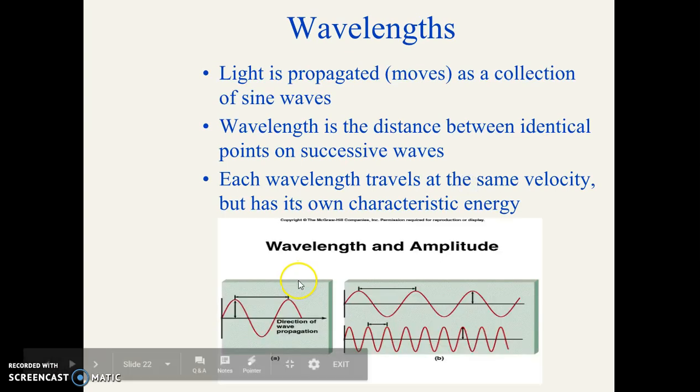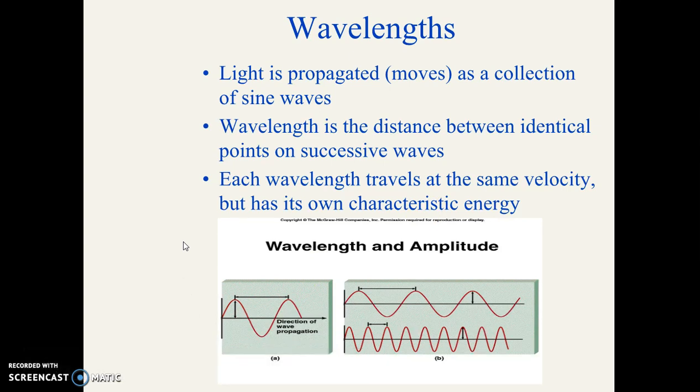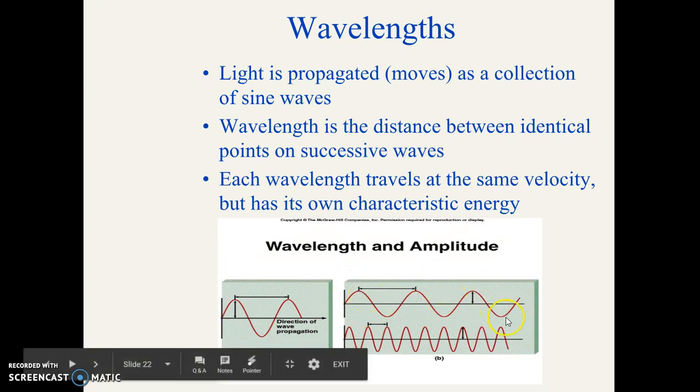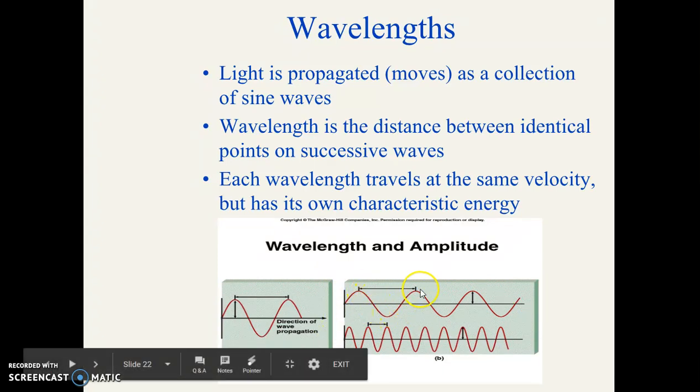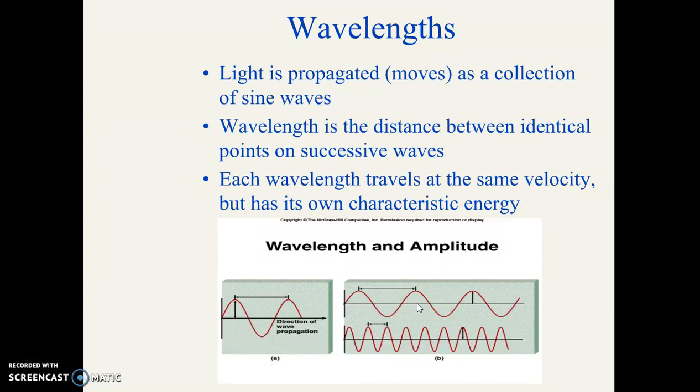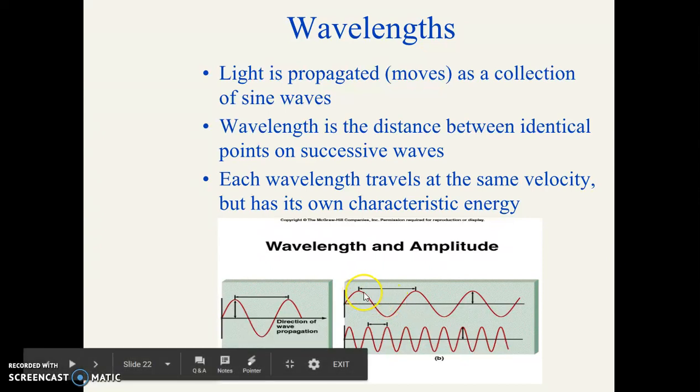So a little bit more about wavelengths and waves. Light is propagated, or it moves, as a collection of sine waves. There are different types of waves, and light moves in these wave patterns. How spread out the wavelength is, and how many of these wavelengths pass a point per second, which is the frequency, determines the color that you see light as. Wavelength is the distance between two identical points on successive waves. So from two tops or two bottoms or two middles, that's going to be the wavelength.